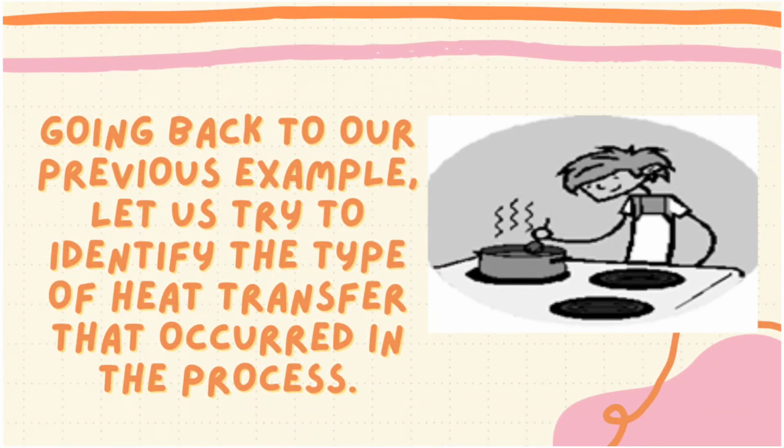Going back to our previous example a while ago, let us try to identify the types of heat transfer that occurred in the process. The heat from the fire is transferred to the pot by radiation, where the heat travels through waves. The heat from the pot is then transferred into the soup in the process of conduction, where heat is transferred by direct contact between materials.